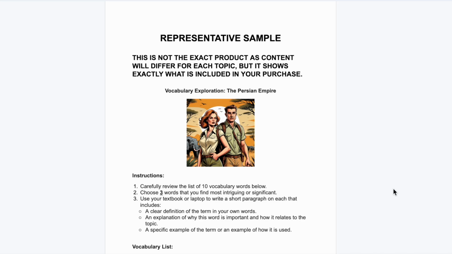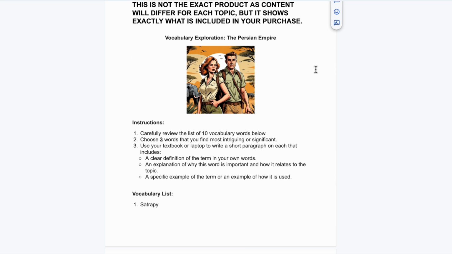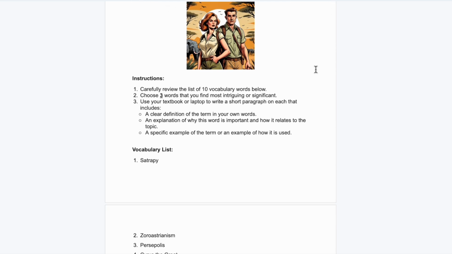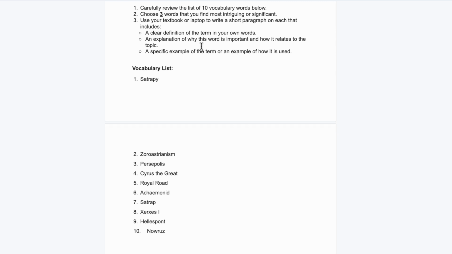So next here we have the vocabulary worksheet. Again, this disclaimer is just for the purpose of the video. The instructions are listed here for the students. There's going to be a vocabulary list here of 10 words. Students are going to choose 3 words that they find to be the most intriguing or significant. They're then going to use either a textbook or a laptop or whatever to research the words. They're going to provide a clear definition and explanation of why it's important or how it relates. And then they're going to give a specific example of this word in context.